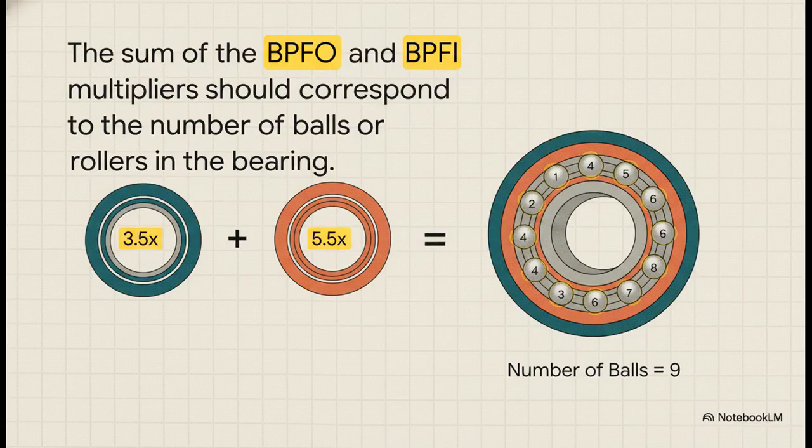And check this out. Dave gives us another amazing verification technique. He says to add your BPFO and your BPFI multipliers together. That sum should be equal to the number of balls or rollers in the bearing. So, for example, if your BPFO multiplier is around 3.5x and your BPFI is 5.5x, well, they add up to 9. That strongly suggests you're dealing with a 9-ball bearing. It is just a brilliant little cross-check to have in your back pocket.